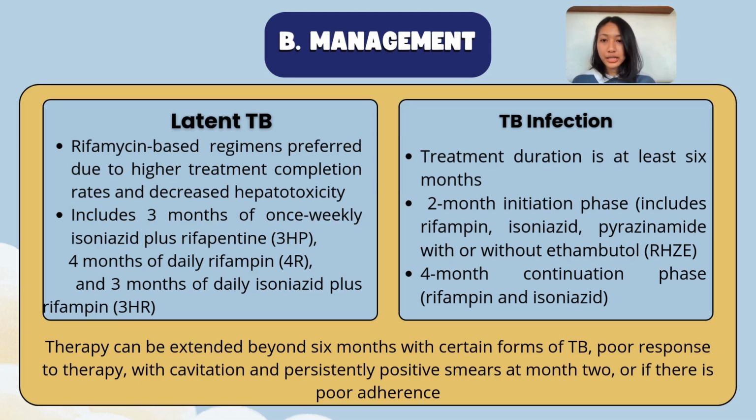For latent tuberculosis, rifampicin-based regimens are preferred due to higher treatment completion rates and decreased hepatotoxicity. It includes treatments of once weekly isoniazid plus rifapentine, 4 months of daily rifampicin, and 3 months of daily isoniazid plus rifampicin. And for tuberculosis disease, the treatment occurs for at least 6 months using a 2-month initiation phase that includes rifampicin, isoniazid, pyrazinamide, with or without ethambutol, and also a 4-month continuation phase using rifampicin and isoniazid.